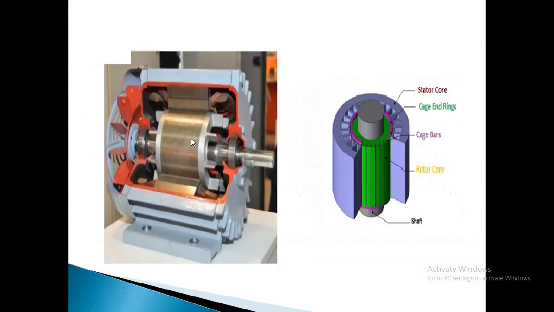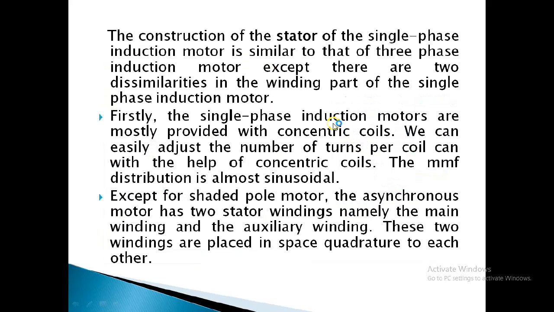Then this figure also shows the cut section of a single phase induction motor. Here it is clearly visible. In the second figure, the slots are there in the stator in which windings are to be wound, and the rotor is of squirrel cage type. Here, the stator of a single phase induction motor has laminated stamping.